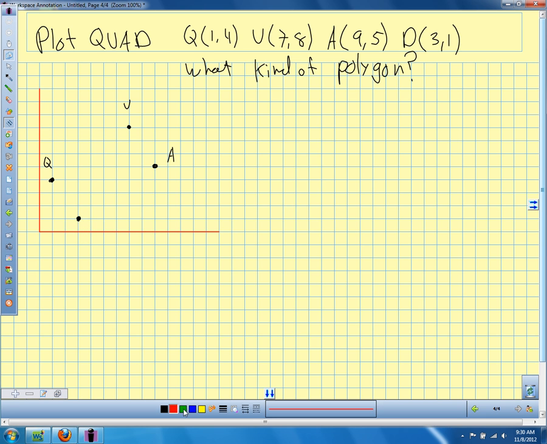And we're going to connect those points. Label D. All right, there's point D. So there's my quadrilateral. We want to know what kind of polygon it is. Well, what does it look like? It looks like it could be a rectangle. I guess it could be a parallelogram also, right?